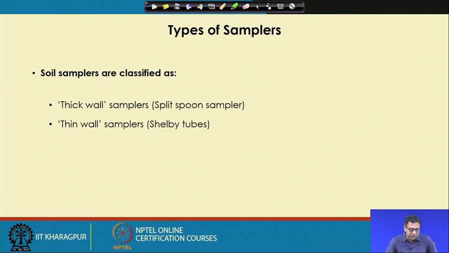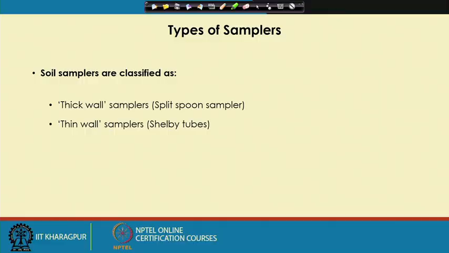Then we discussed the different sampler tubes, because there are two types of sampler tubes. One is the thick wall sampler, which is the split spoon sampler, and the other is the thin wall sampler, which is the Shelby tube. We discussed that the sampler tube attached in the SPT is the split spoon sampler tube. If I collect a soil sample with the help of this split spoon sampler tube, then the soil is highly disturbed. So, the soil sample that we collect with the help of SPT is a disturbed soil sample.